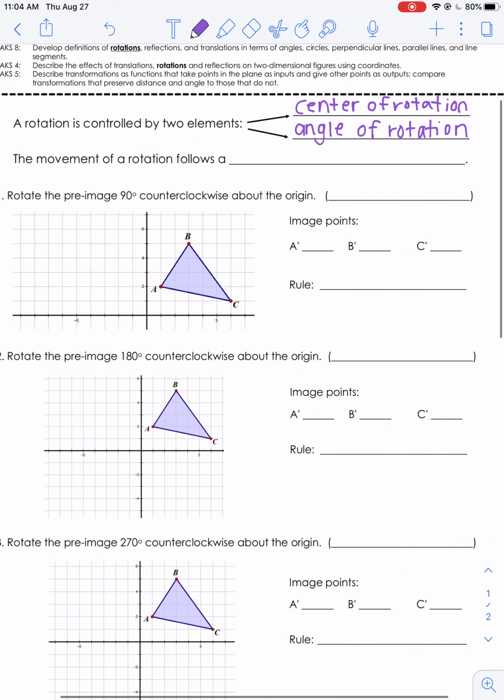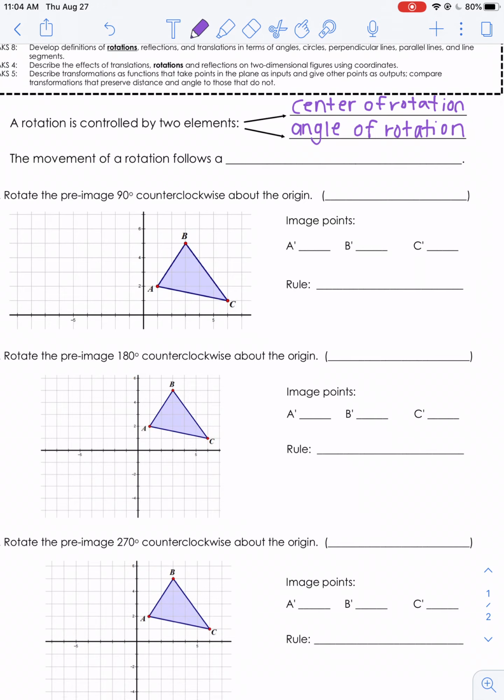Next it says the movement of a rotation follows a blank. It follows a circular motion. So when you rotate, you move around in a circle. This will also follow a circular motion as well. So now the first section says rotate the pre-image 90 degrees counterclockwise about the origin.